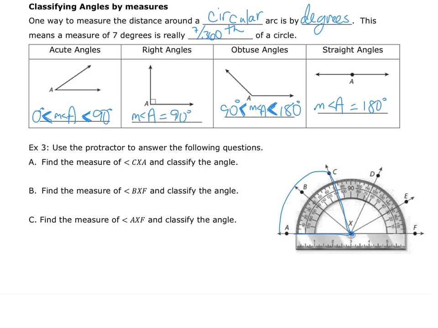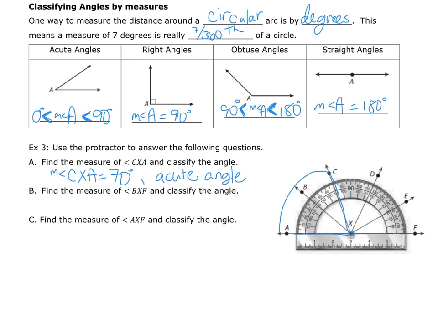it's going to be the 70 degrees. And one thing you'd probably notice me writing is this little M in front of it. So that tells us that we are talking about an actual measurement, not just the angle itself. So it's the measure of angle CXA equals 70 degrees. So make sure you write the full answer right here. Then we need to classify it, and because it is less than 90 and greater than 0, we're going to say that's an acute angle.